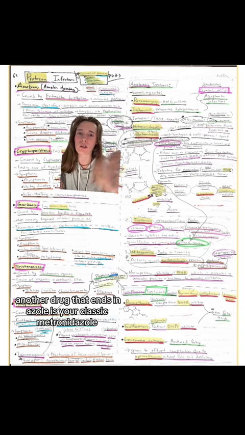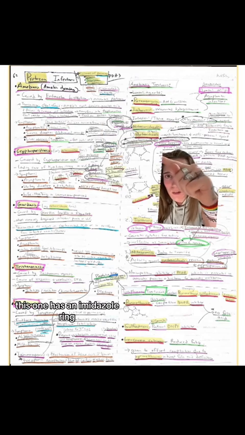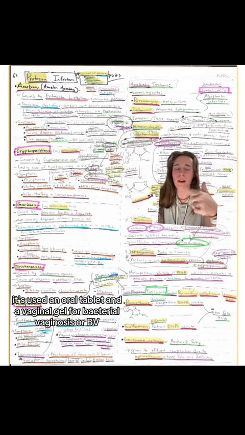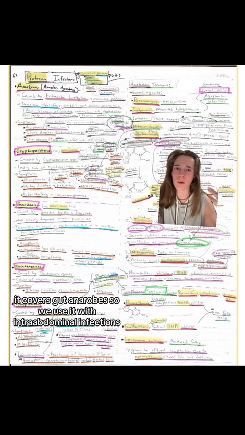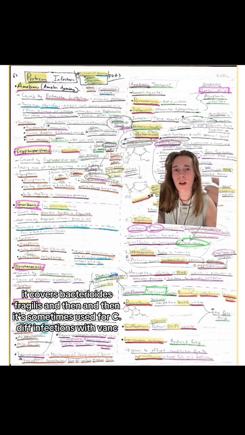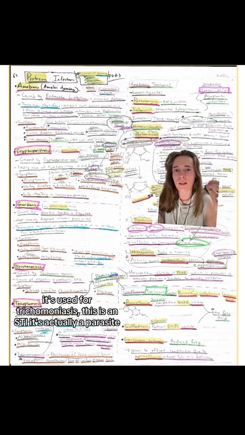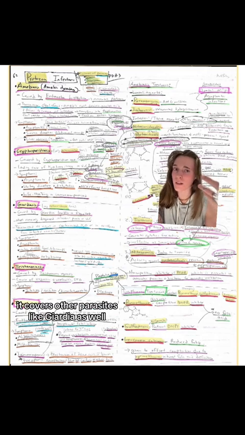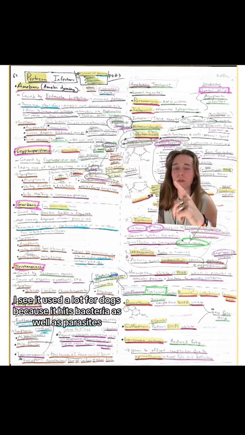So up here, another drug that ends in azole is your classic metronidazole. This one has an imidazole ring. It's used as an oral tablet and a vaginal gel for bacterial vaginosis or BV. It covers gut anaerobes, so we use it with intra-abdominal infections. It covers Bacteroides fragilis, and then it's sometimes used for C. diff infections with VANC. It's used for trichomoniasis. This is an STI. It's actually a parasite.